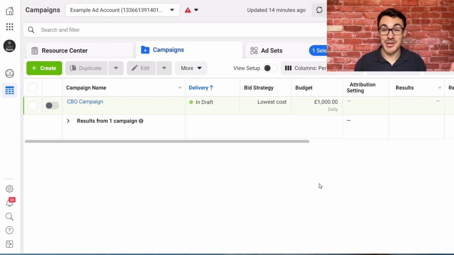At the end of the day, Facebook wants you to spend as much money as possible. They're just protecting their downside and making sure they're actually going to receive the money for the ads that you've run. Okay, so hopefully that's been useful.